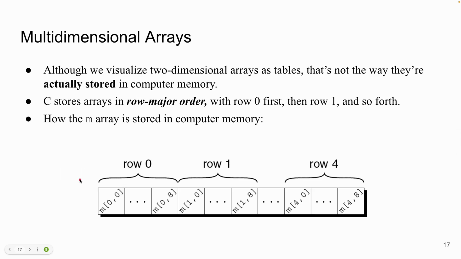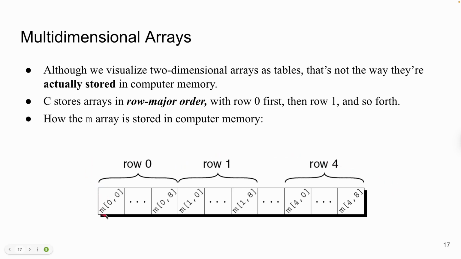Although in this slide we visualize the 2D array as a table or matrix, that is actually not the way they are stored inside computer memory. In computer memory, C is designed to store arrays in row major order. So what's the meaning of row major order? It means that it will save one row after another row. So this is what the 2D array looks like in computer memory if you use C.